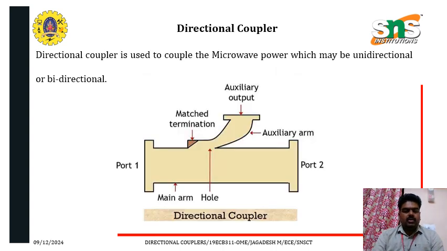A directional coupler is used to couple microwave power, which may be unidirectional or bidirectional. Here we have port 1 and port 2 and matched terminations. Port 1 is one type of port, and port 2 is another type of port. To match the terminations at the end points, port 1 and port 2, we have matched terminations, and the auxiliary output is the auxiliary arm. This is the main arm, and a hole is there. So this is the simple structure of the directional coupler.